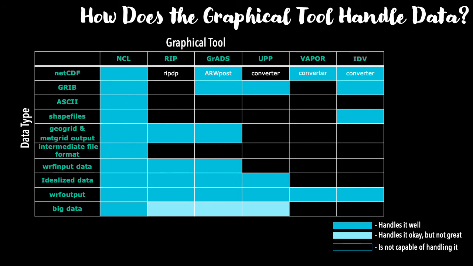So you can see here that NCL is the only one that can read and plot NetCDF without a converter. The rest all have the converter listed in the first row. NCL is also the only one that handles all these data types really well, including big data. RIP, GRADS, and UPP can all handle big data, but just not quite as easily as NCL. And Vapor and IDV are not even capable of handling big data sets.